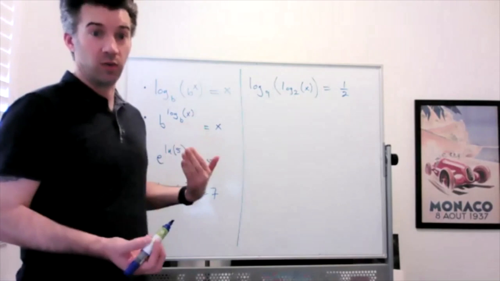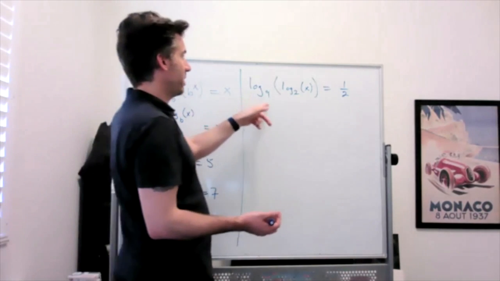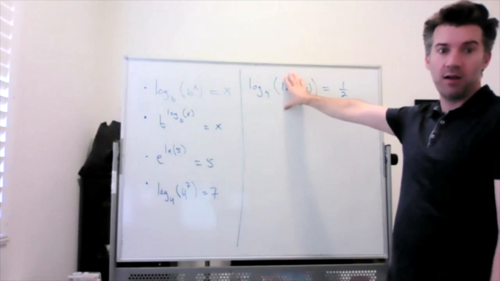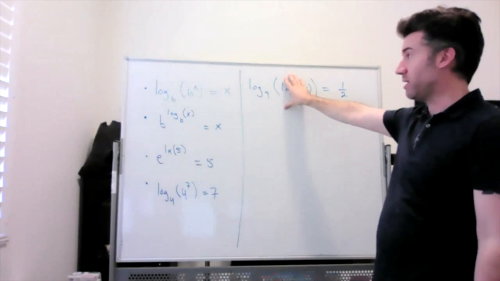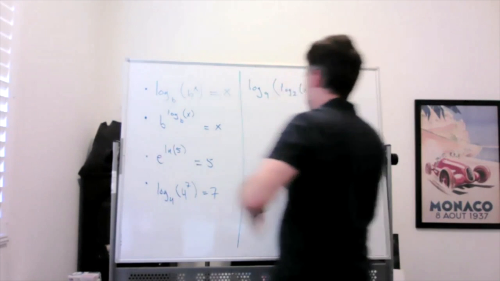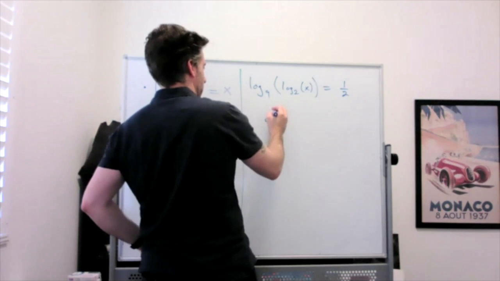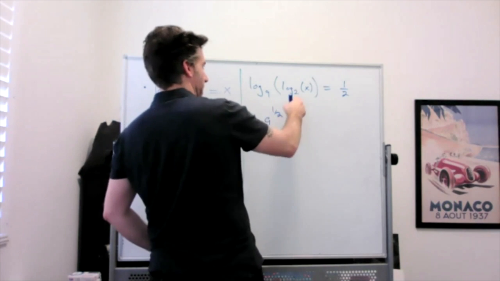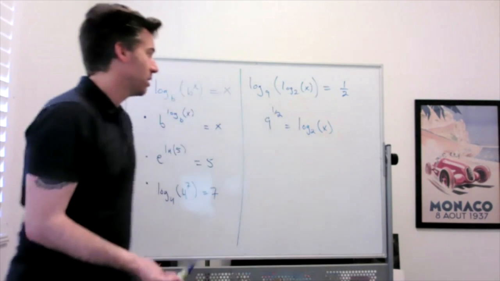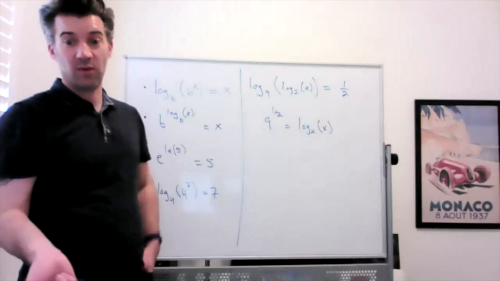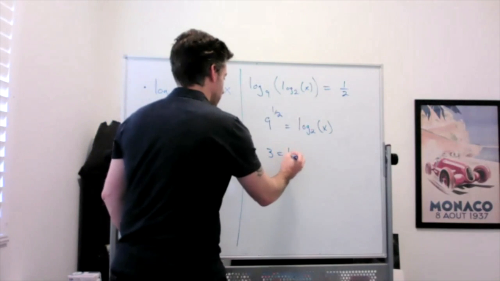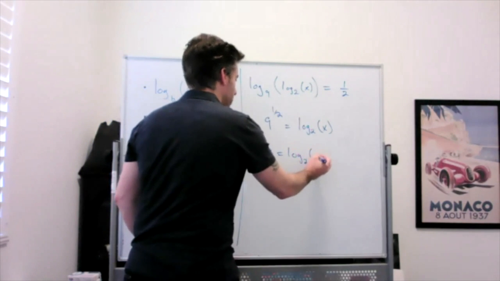as exponential equations. So I'm looking at this as log base 9 of a thing. And I know I can rewrite this as 9 to the 1/2 equal to this stuff in here. So my base is 9, my power is 1/2, and it's equal to log base 2 of x. And now I want to simplify. I know that 9 to the 1/2 is just the square root of 9, which is 3. So 3 equals log base 2 of x.